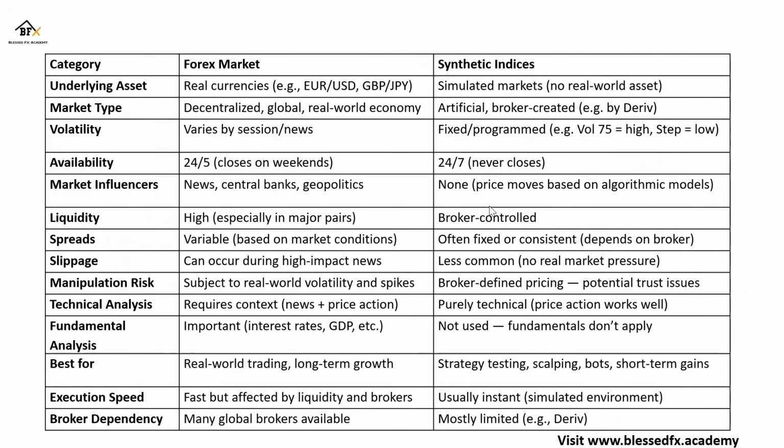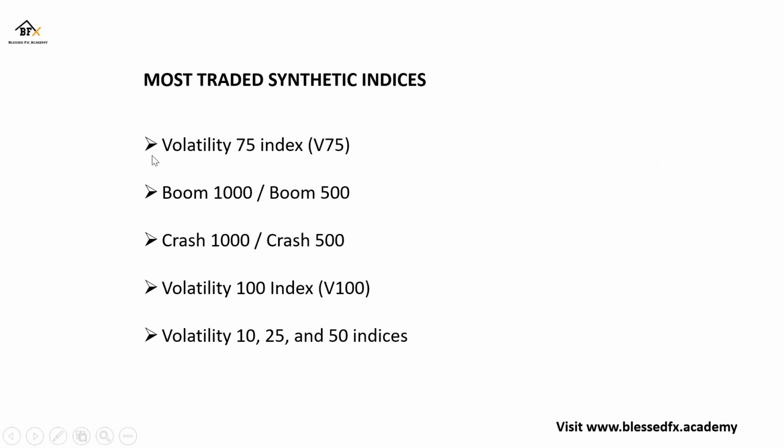So moving on, these are some of the most traded synthetic indices. We have volatility 75 index, boom 1000, boom 500, crash 1000, crash 500, volatility 100 index. In fact, all the volatility indices are some of the most traded. Then the boom and the crash. The step index and the drop index are also gaining numbers, right? But based on statistics, these are the most traded indices.